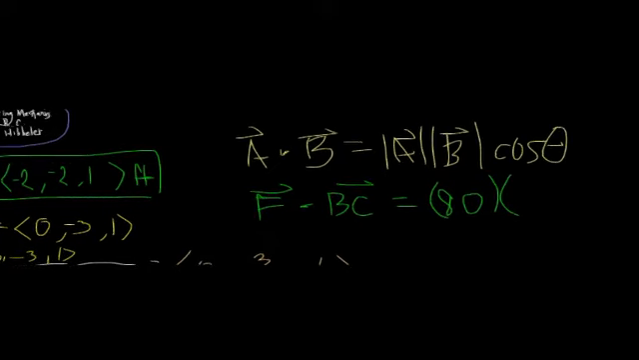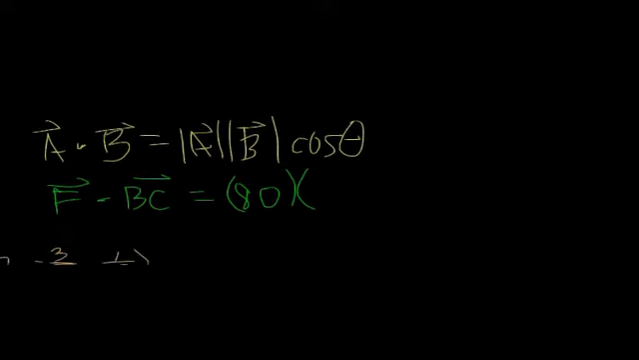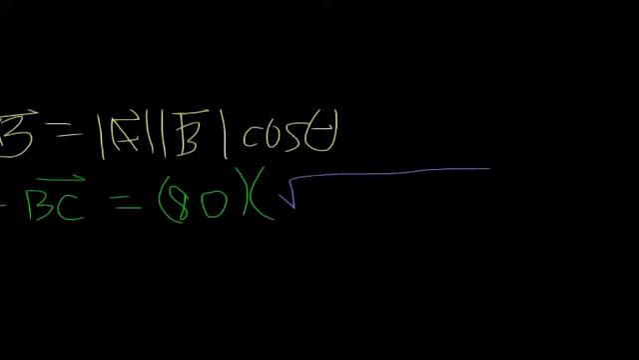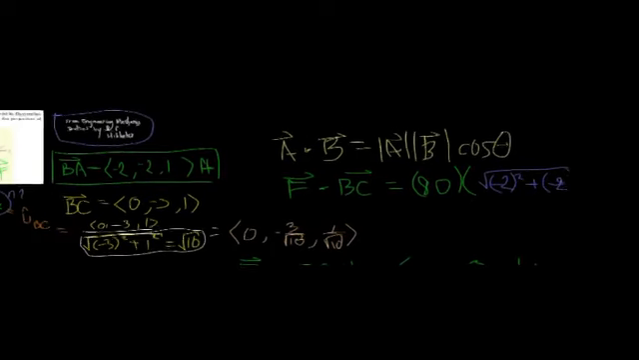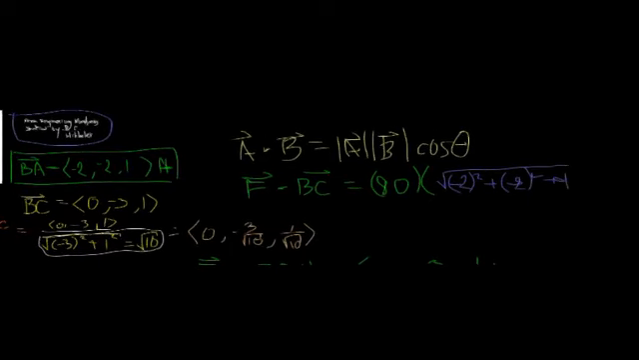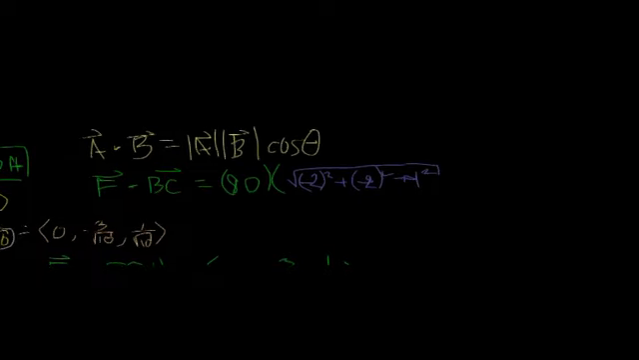It's going to be the square root of negative 2 squared plus negative 2 squared again, plus 1 squared. Is that right? Negative 2, negative 2, and 1. Yes, it's correct. So switch to green and get cosine theta.